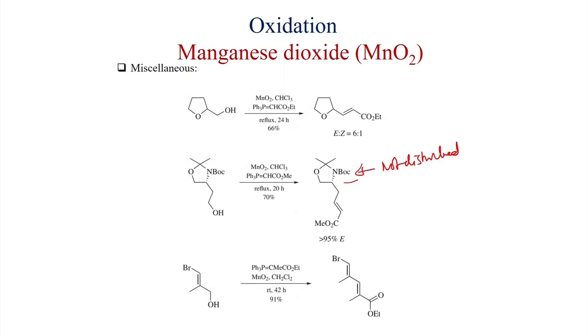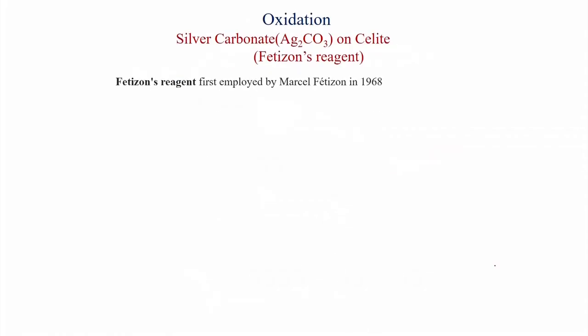Here a bromo containing allylic alcohol was treated with similar conditions, manganese dioxide and the Wittig reagent with a methyl group present here, and you get this diene. So, first the alpha beta unsaturated aldehyde is formed and then the Wittig olefination is carried out, and here selectively you can see these two groups are trans to each other. So, the major product is the E isomer here, because it stabilizes E, generally makes the E geometry.